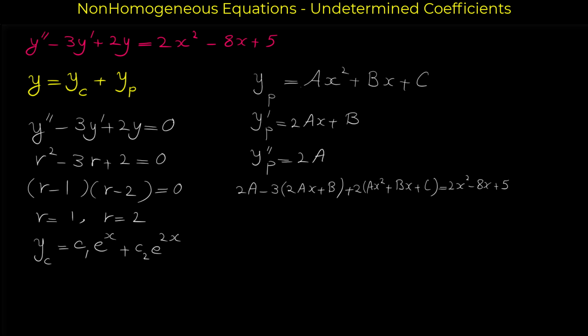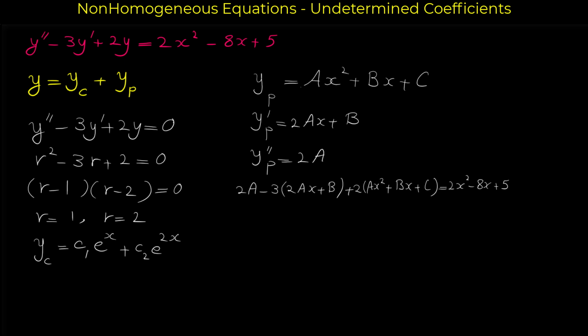But how can we find a, b, c? It seems that we only have one equation with 3 unknowns. A is unknown, b is unknown, and c is unknown. How can we find 3 unknowns from only one equation? We can simply find the unknowns by equating the coefficient of x squared, the coefficient of x, and the constant on the two sides of the equation to each other. Let me show you what I mean by equating coefficients.